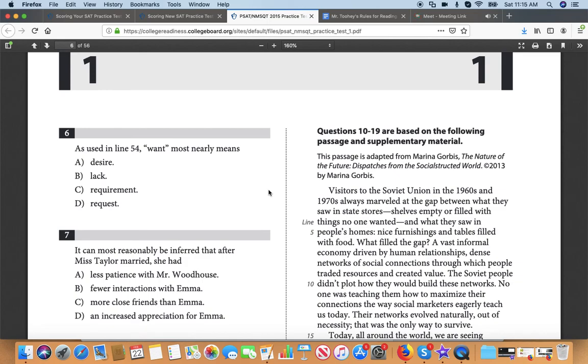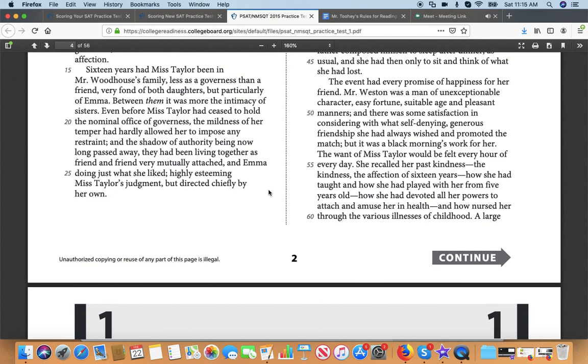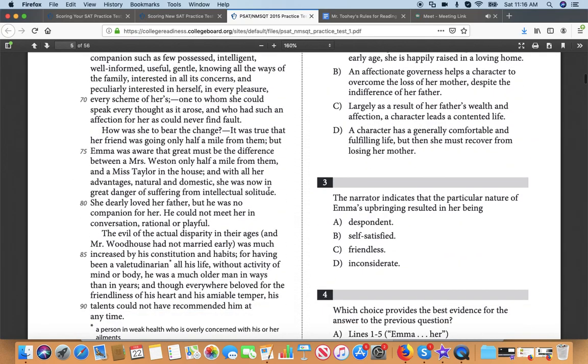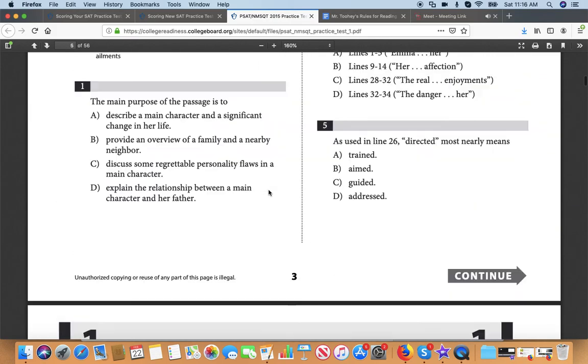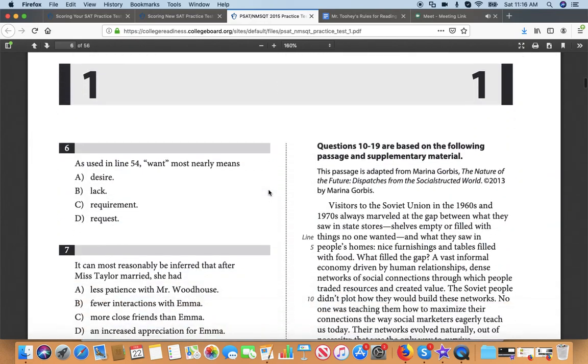I mean, plug in C and D. Let me hear C and D as well. So requirement in place of want. The requirement of Miss Taylor would be felt every hour of every day. How's that? That doesn't really. No. We're not talking about Miss Taylor's requirement. Yeah. What requirement? That doesn't make any sense. What about request, D? Okay. The request of Miss Taylor would be felt every hour of every day. Still not Miss Taylor. No. We're still not talking about something belonging to Miss Taylor, right? We're not talking about her request or her requirement or her desire. Right. We're talking about Emma's desire. Therefore, it's the lack of Miss Taylor. Tricky. It's very tricky. But B is correct.